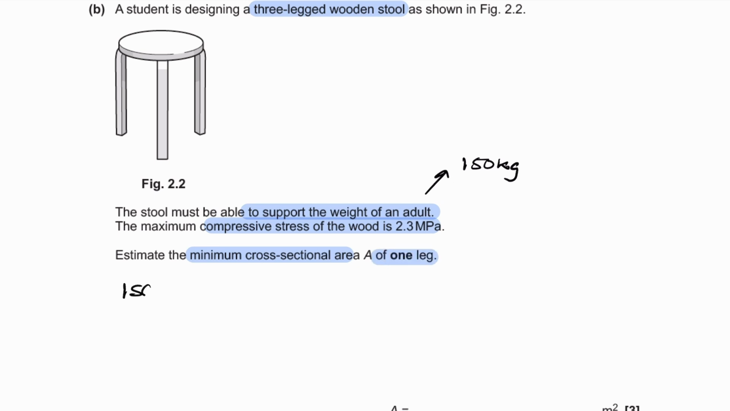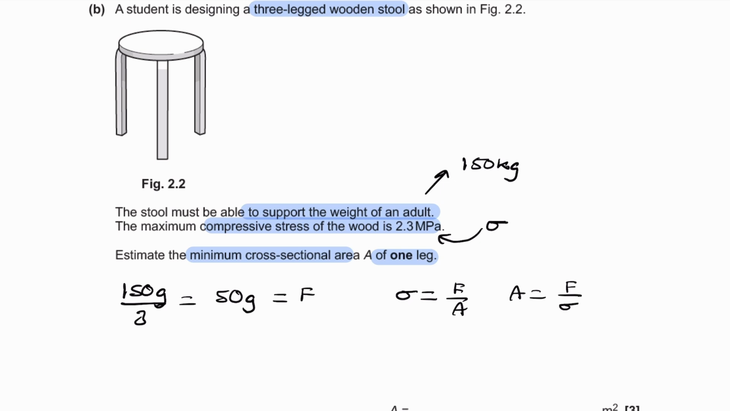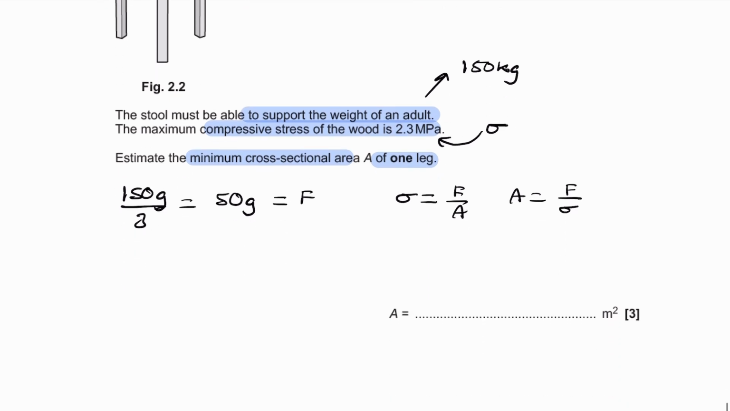So 150 g is the total downwards force on these 3 legs. Divide that by 3 to get the force on one leg. So that's F. Stress is equal to force over area. So area is equal to force over stress. This is our maximum compressive stress, sigma. So do the force of 50 g divided by the stress of 2.3 times 10 to the 6 pascals. And we end up with an area of about 2 times 10 to the minus 4.